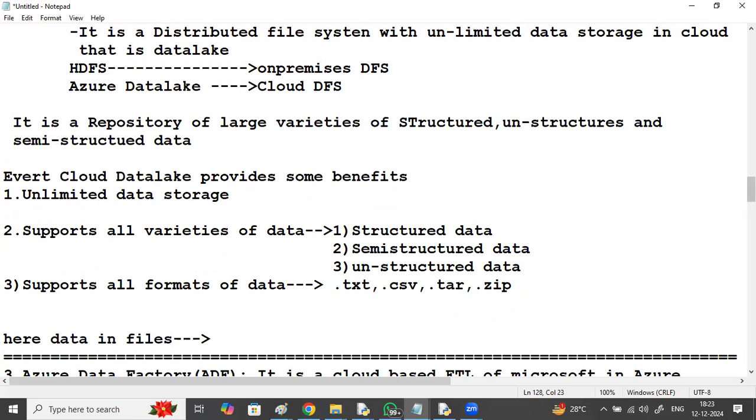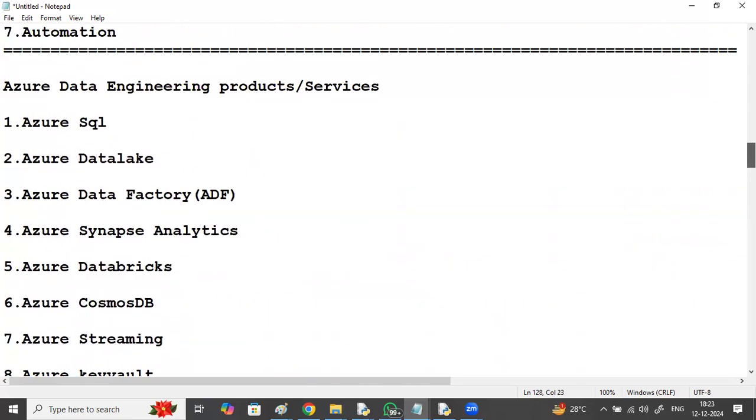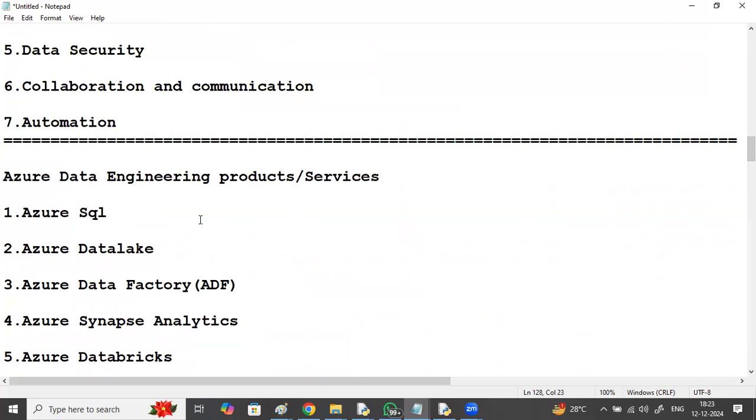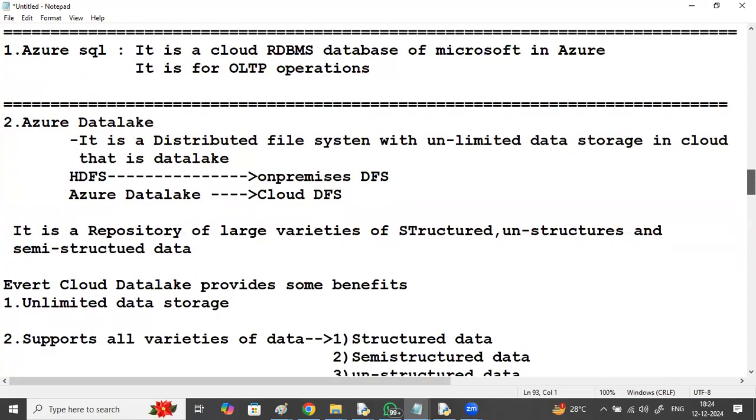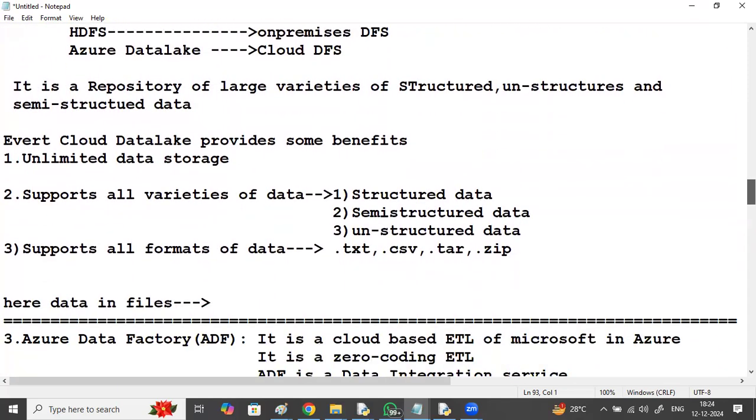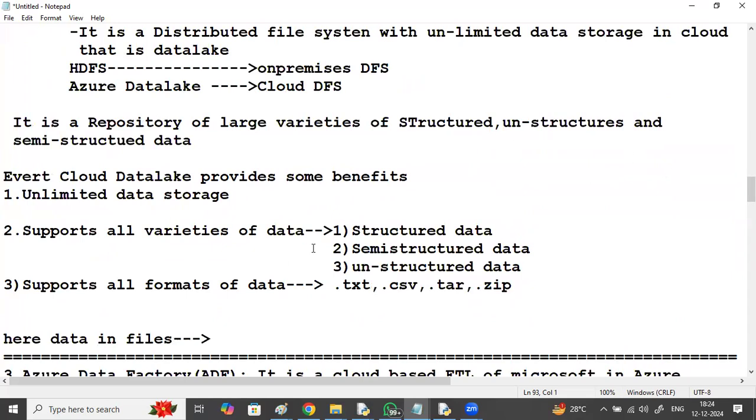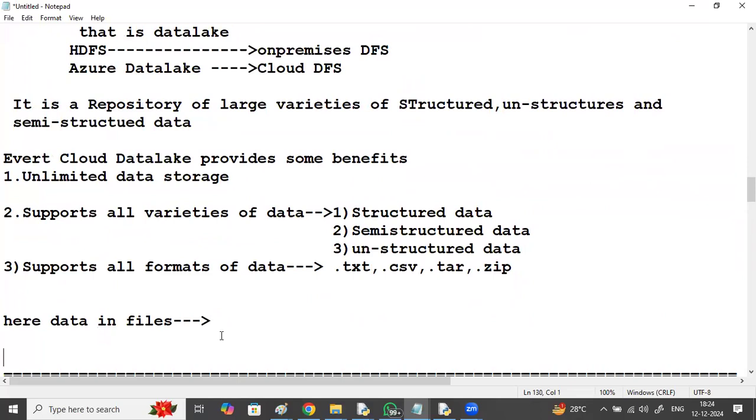Okay, we have Azure Data Lake for storage. Then why do we have other storage services? Already we have Azure Data Lake with advantages: it stores all formats, all types, structured, unstructured, semi-structured, with unlimited data storage. Why do we go for other storage services in Azure? Everything is fine here, it supports all varieties and formats, but the data is in files. If data is in files and if data is in tables, what difference do you observe?